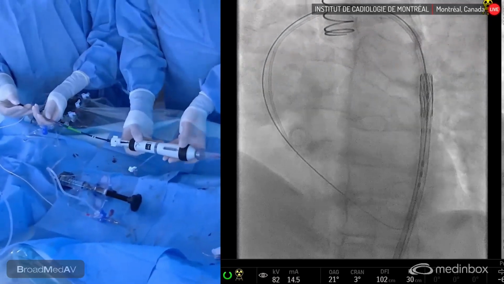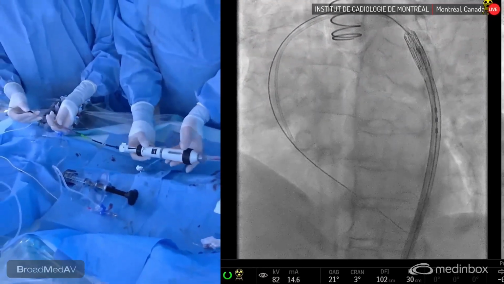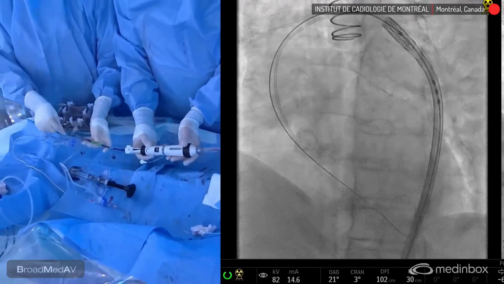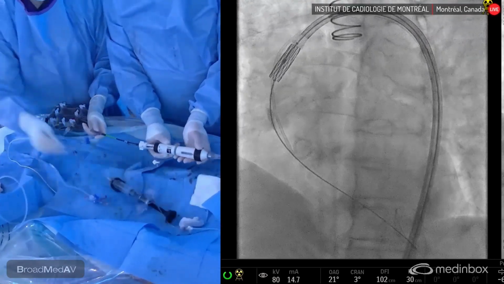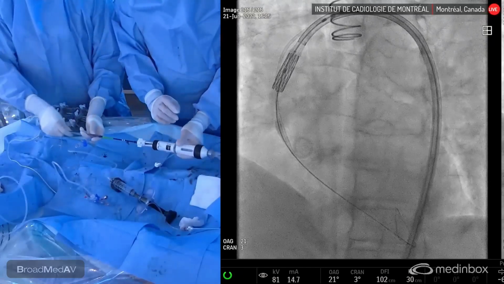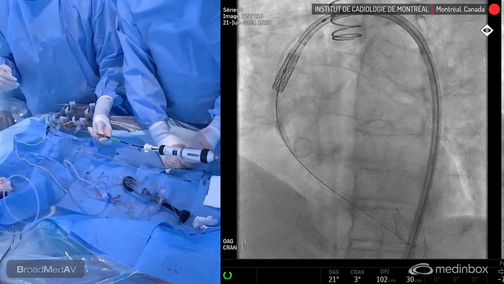We're going to flex as we go around. Okay. Can we test the pacemaker, please?